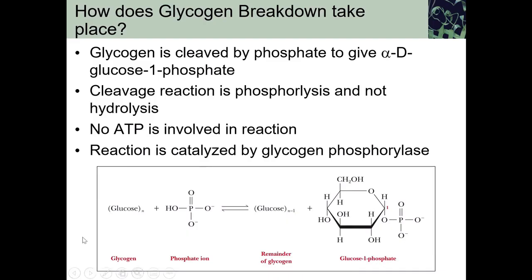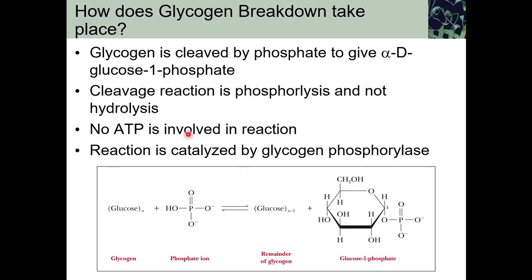So let me use my pointer. Glycogen is cleaved by phosphate to give alpha-D-glucose 1-phosphate. As you can see here, this is glycogen. Imagine that it's a polymeric glucose, a highly branched polymeric glucose consisting of alpha-1,4 glycosidic linkages as well as alpha-1,6 glycosidic linkages. The process is not hydrolysis, it is phosphorolysis, because you're using a phosphate ion in order to release glucose 1-phosphate from the molecule.